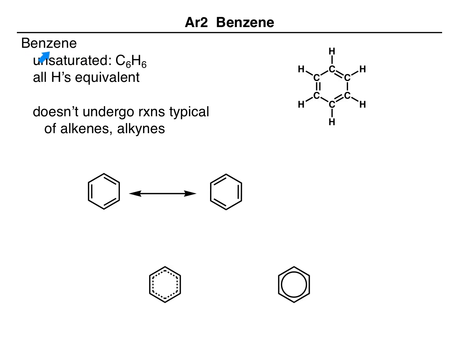The compound benzene was known in the early 1800s. Scientists knew that it was unsaturated with a molecular formula of C6H6. It was known that all hydrogens were equivalent. So with all this unsaturation, it could be an alkene, it could be an alkyne. There are actually many structures that had been proposed. But another important piece of information is that benzene did not undergo reactions that were typical of alkenes or alkynes.